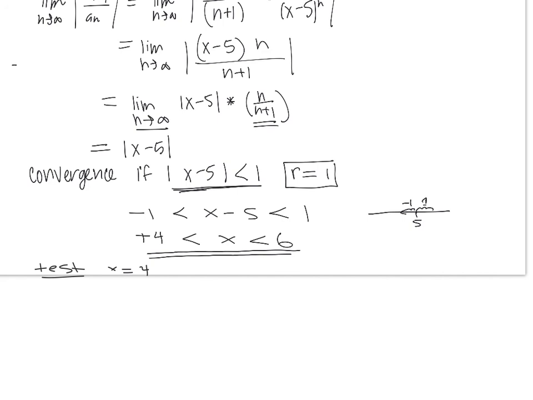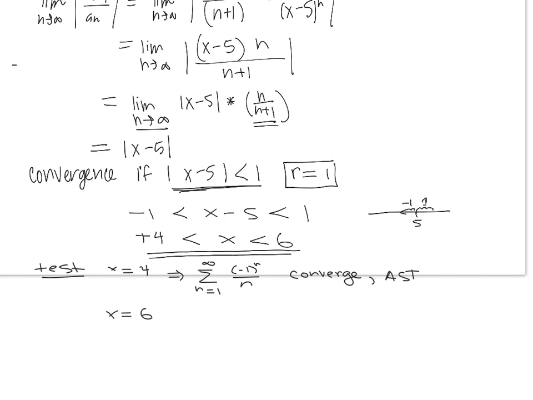So take x equals 4, plug it into your series, you get the sum from n equals 1 to infinity of (4 − 5)^n over n, that's (−1)^n over n. And these should most of the time be things you can tell quickly what happens to them. This is going to converge by the alternating series test.